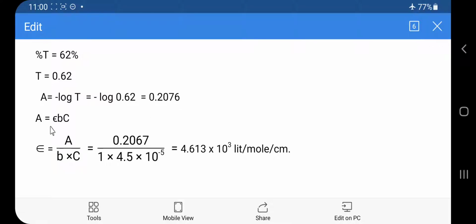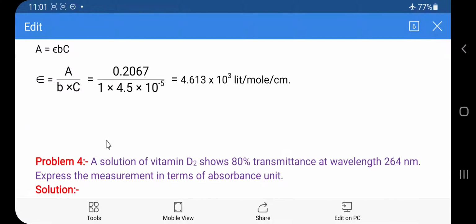And here as per the combined law, that is Lambert's and Beer's law, we have the equation A is equal to epsilon into b into c, and this equation can be rearranged: epsilon is equal to A divided by b into c. Substituting the values of A, b, c in this formula, we can calculate the molar absorptivity. So here the value is 4.613 into 10 raised to 3 liter per mole per centimeter. So this is the value of the molar absorptivity.